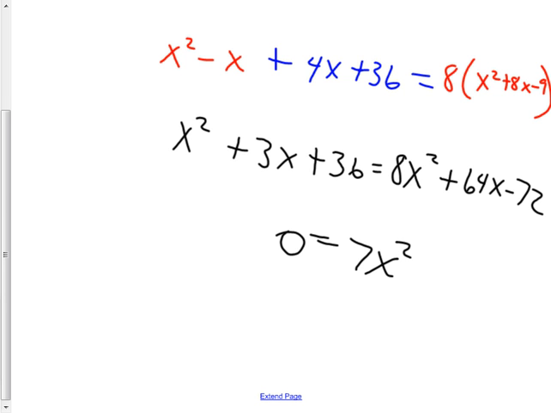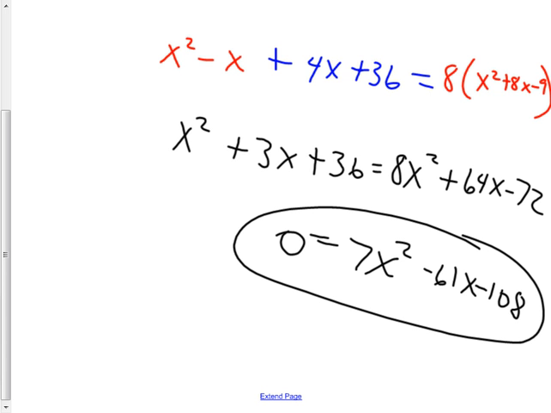So let me just finish this up. It would be minus 61x, and it'd be minus 108. That's pretty ugly. Probably you need a calculator to graph that puppy, or even use a quadratic formula on it.